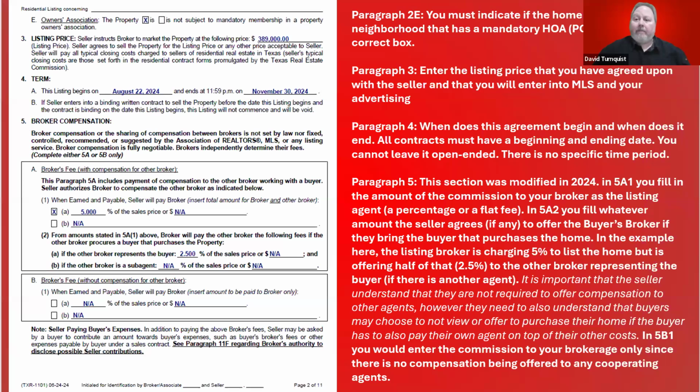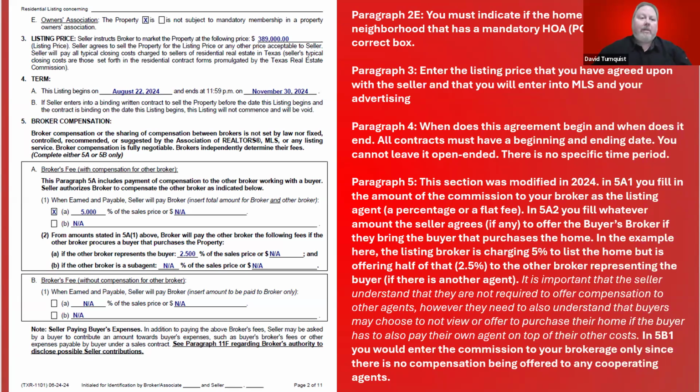Is it in an HOA? Is it mandatory? And what are the dues and how often do you have to pay them? Now, that is also disclosed in the seller's disclosure. You'd be surprised at how many sellers do not know what the name of their HOA is and what their fees are. So you need to make sure and verify that information.